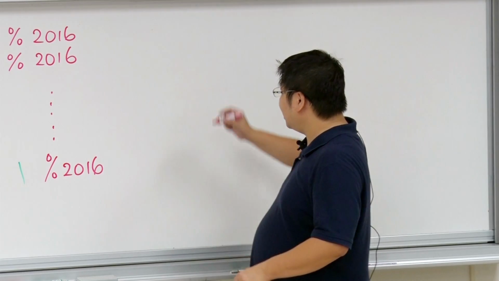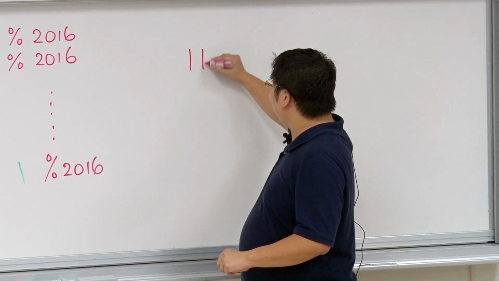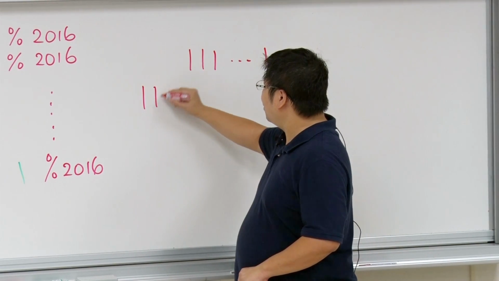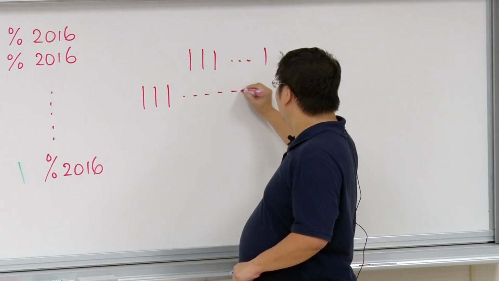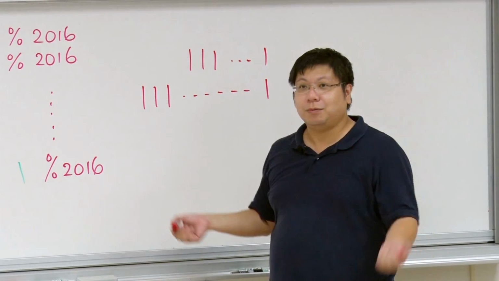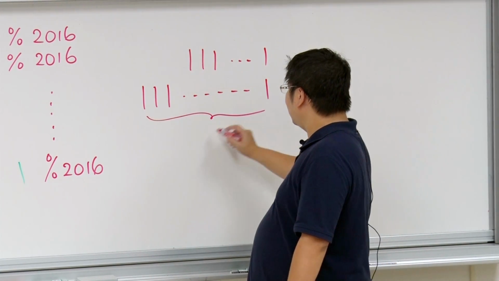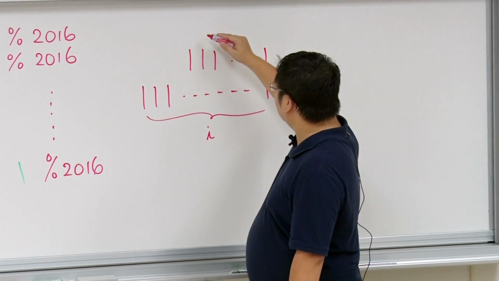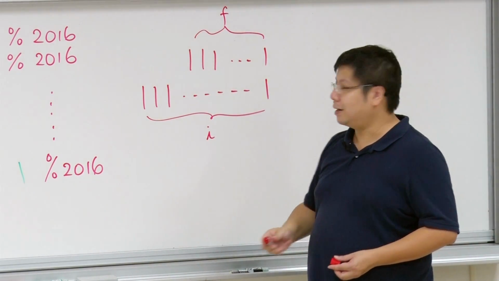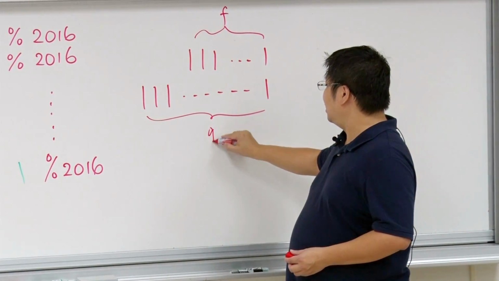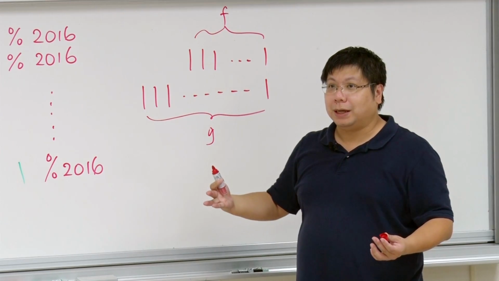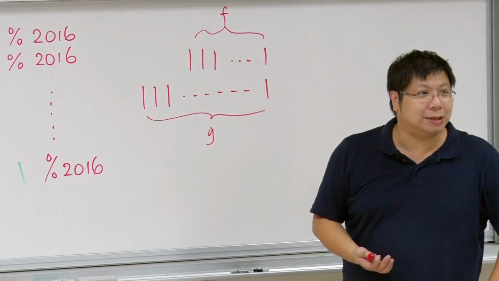Some two of them, maybe 1111 will be the same as 111111. Am I correct? Is that okay? So they have the same remainder. Let's say this is of length F and this is of length G, whatever. Then what will happen? Then the difference of them will be a multiple of 2016.